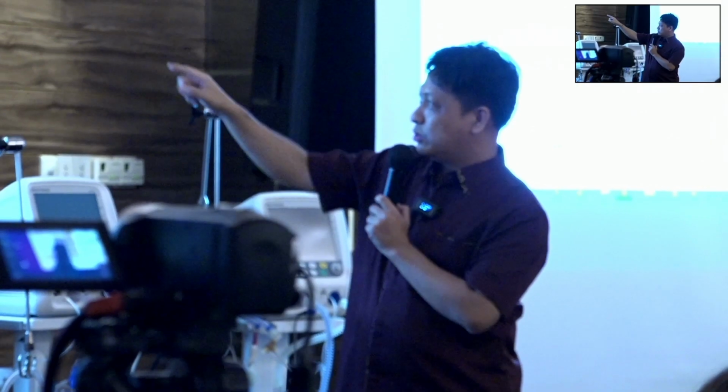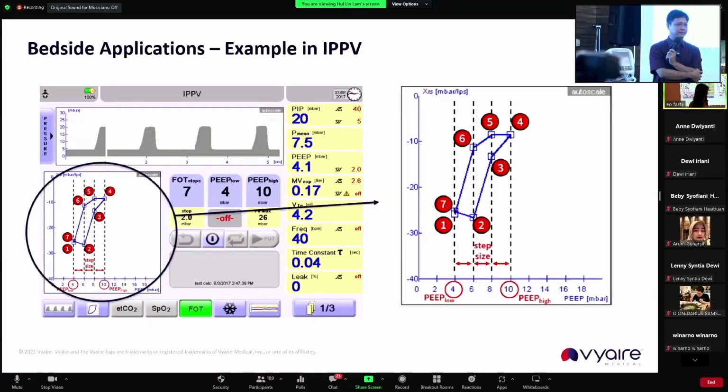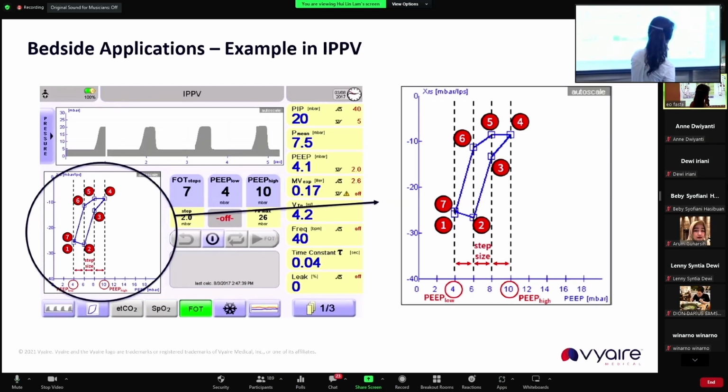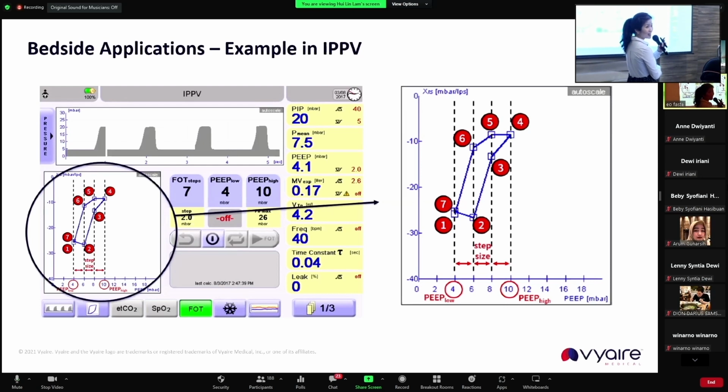Which PEEP should we take for this case? Step number 4 here. You can see that the best reactance, which is the best compliance, is at PEEP 10. But if you want to try more, we can increase the PEEP to 12 and see whether the compliance will drop. If it does, it means that at PEEP 12 we over-distended. Then of course we will know that 10 is the best.